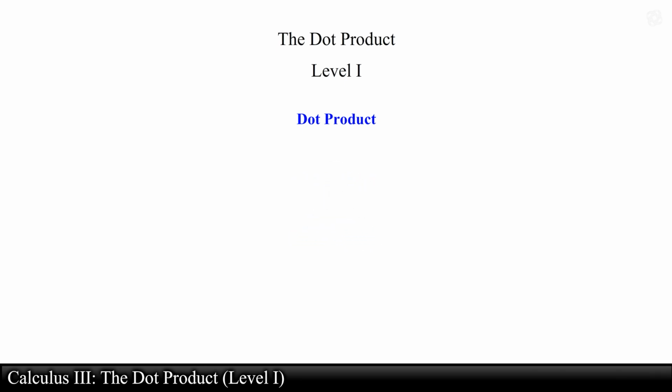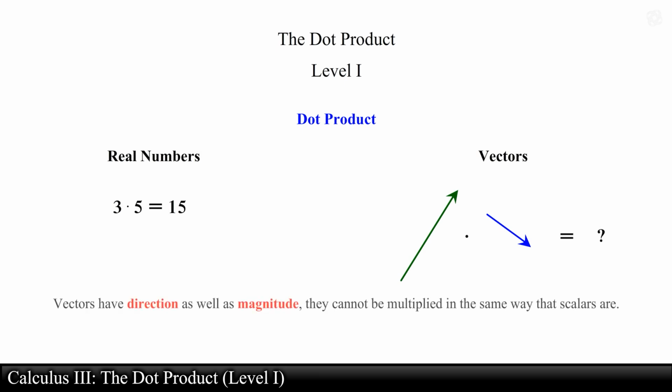Defining vector multiplication is pretty tricky, because vectors are not ordinary numbers, so ordinary multiplication is not directly applicable to vectors. Vectors have direction as well as magnitude. They cannot be multiplied in the same way that scalars are. Instead, we must define what the operation of vector multiplication means.